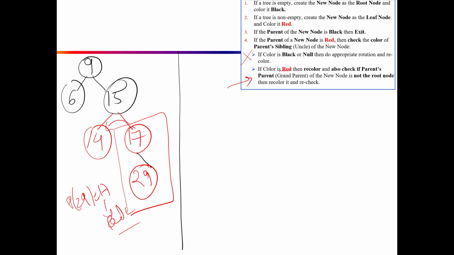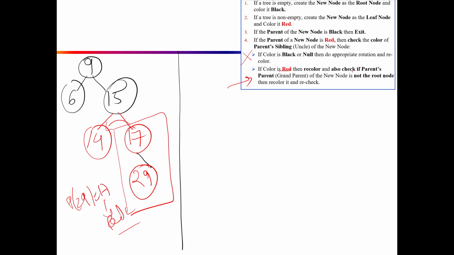So then what is needed? If the color of uncle is red, then recolor it. Okay, so recoloring of 14 is required for sure, that is fine. Now when 14 is recolored, definitely we need to recolor 17 as well, right? Because we are encountering a violation over here with two consecutive reds, all right?